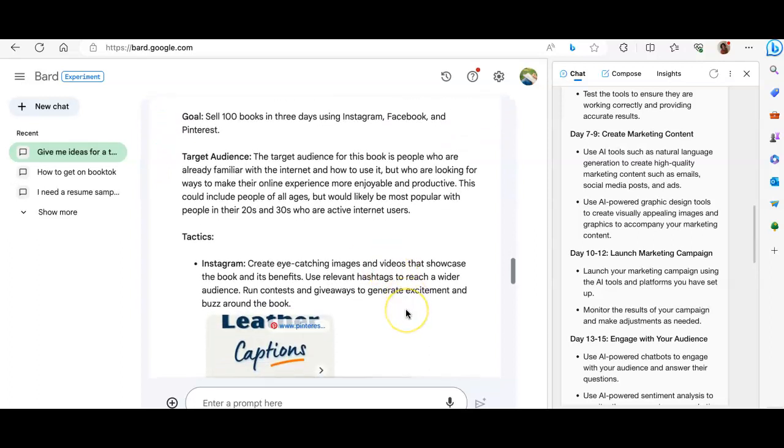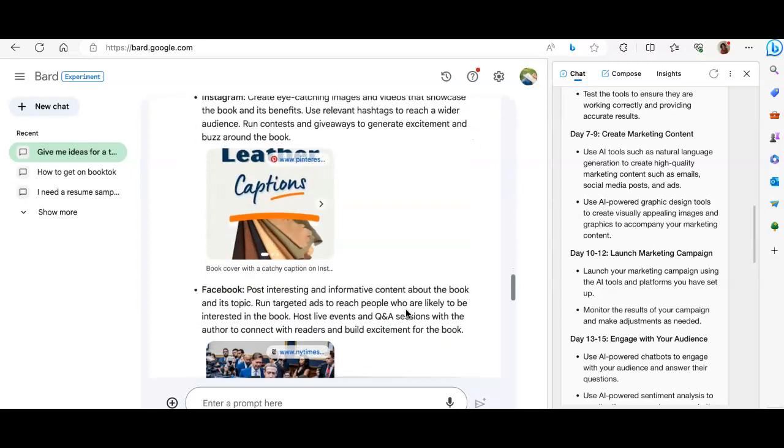It says Instagram, we're going to create some eye-catching images and videos that showcase the book and its benefits. We're going to use relevant hashtags to reach a wider audience. And it suggests run contests and giveaways to generate excitement and buzz around the book. Okay, not a bad idea.